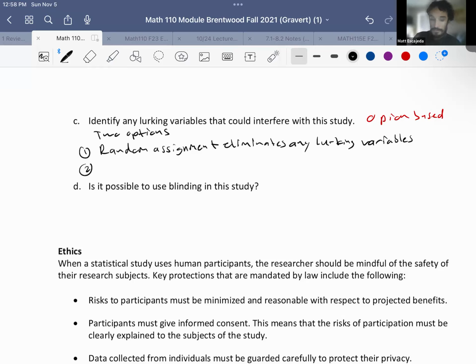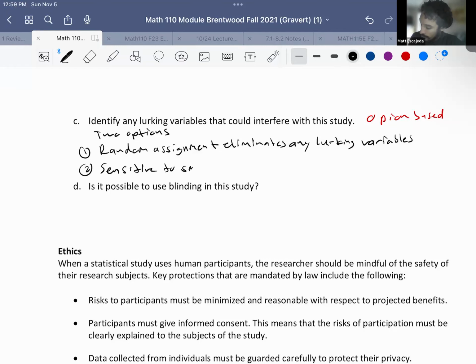Or there's a second option that could be that maybe the patients that you have are very sensitive to the smell, or maybe at the time of the study they're sick, or maybe they're not good at mazes in general, or maybe it's allergy season, maybe they have allergies. So those are some lurking variables that you can have, but also it is a random assignment, so random assignment in theory eliminates lurking variables, but it's just your opinion. So I'm going to write down the second option, but it's really your option.